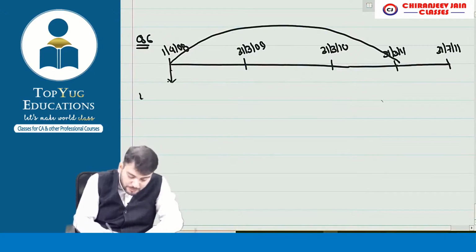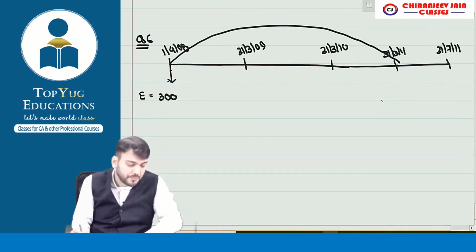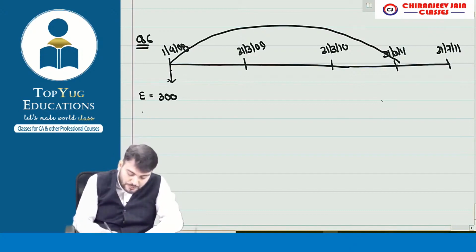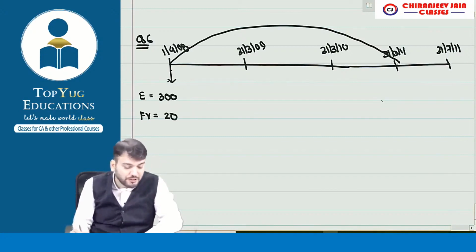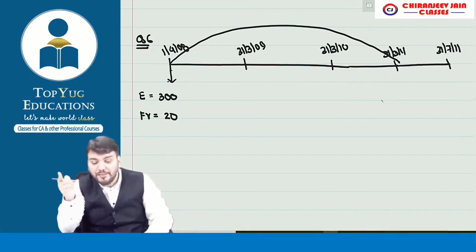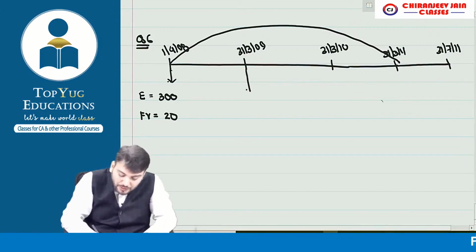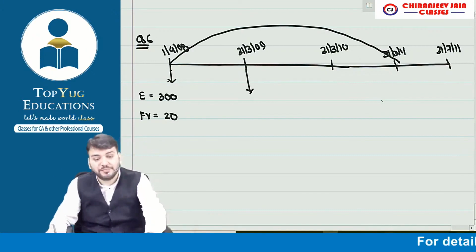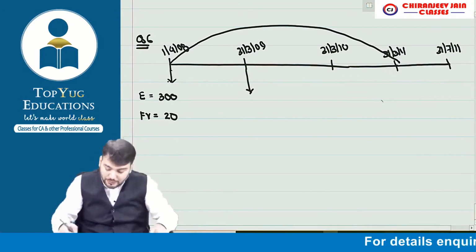What is the total number of employees? Sorry, 300. Correct? Then nominal value is not required. Fair value of option is what? 20. Fair value of option is 20. And number of options per employee depends upon average earning. Means now we need to find out the actual position as on this date. Actual position क्या है?